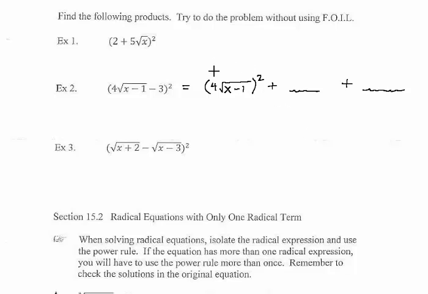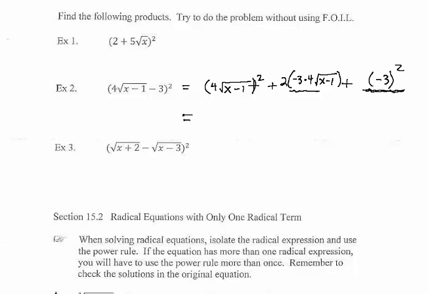Now, the first term of the trinomial is the first term of the binomial squared. The last term, right here, is going to be the second term squared. So we have a negative 3 squared. And then this middle term is going to be 2 times, double, the product of the two terms of the binomial. So this would be a negative 3 times a 4, and then we have the square root of x minus 1. So this sort of speeds us up. If this is confusing to you, then you can just simply do what we did with example 1.